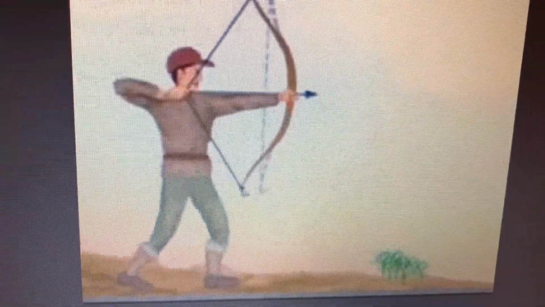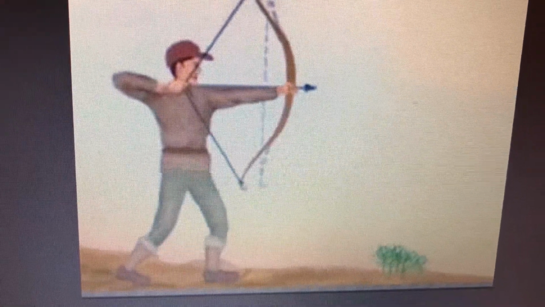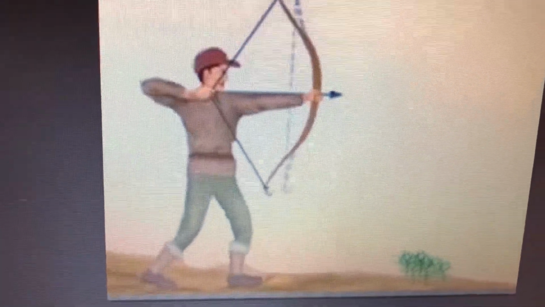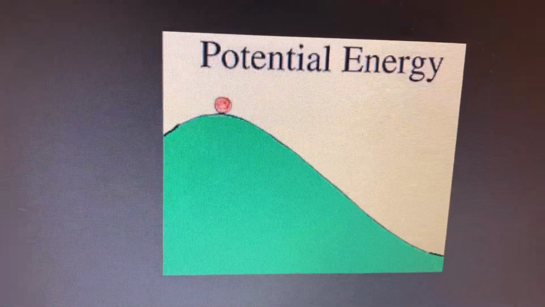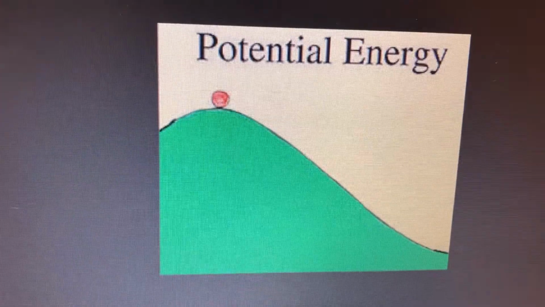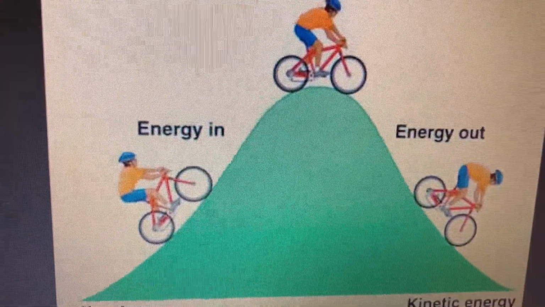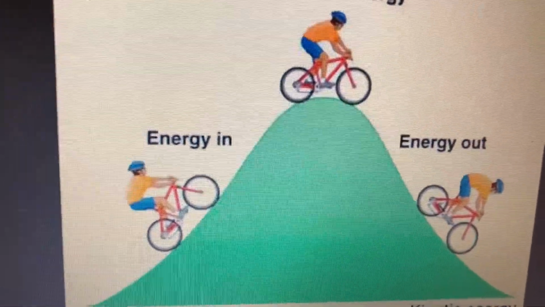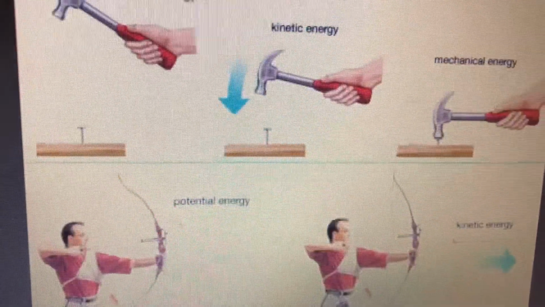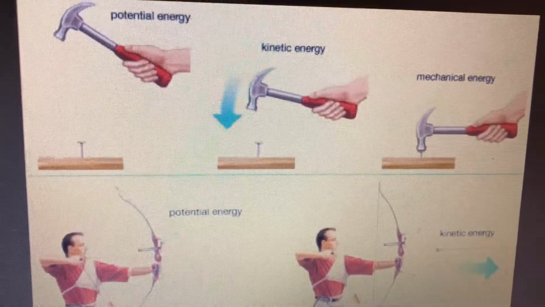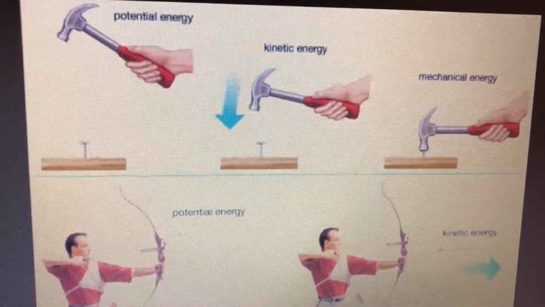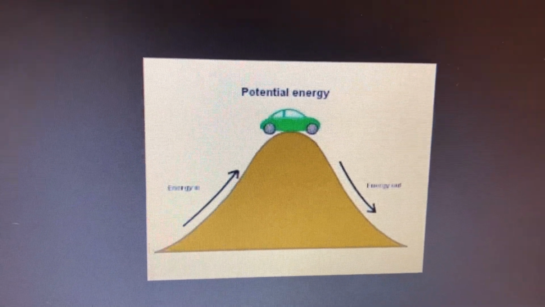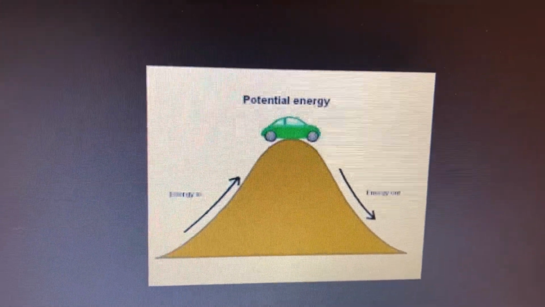So it could be a ball before it is thrown, okay? When the bow is stretched, that could be an example. It could be a ball on top of a hill. It could be a bicycle on top of a hill. It could be a hammer that is in the air getting ready to be moved. Remember the little car on top of the hill? That could be also it.